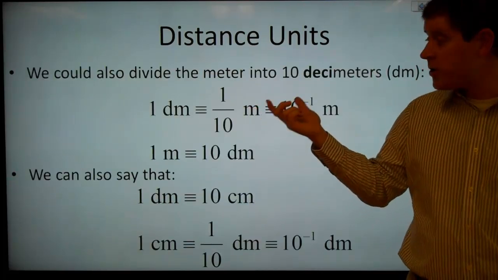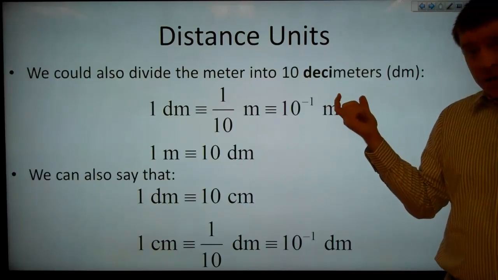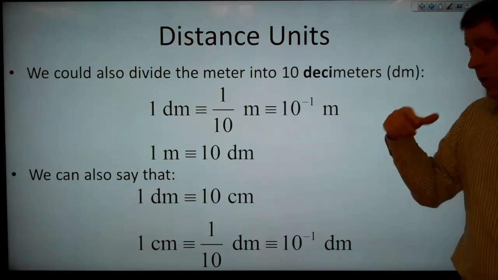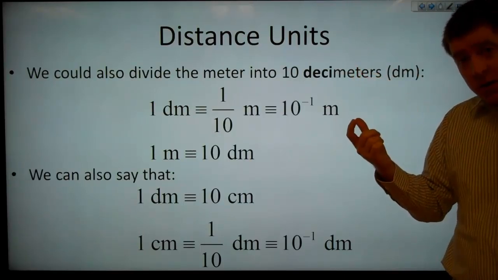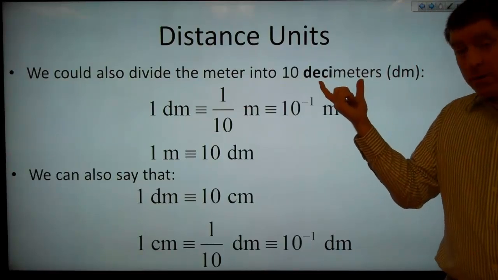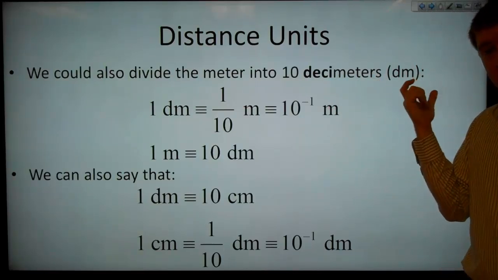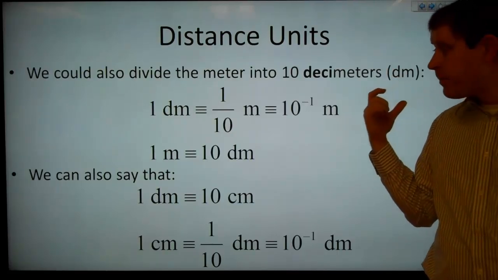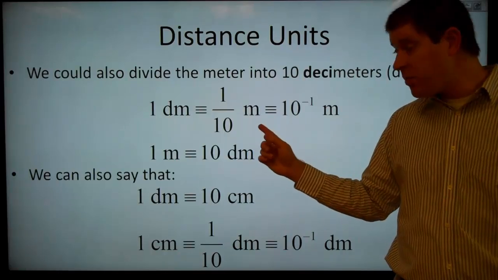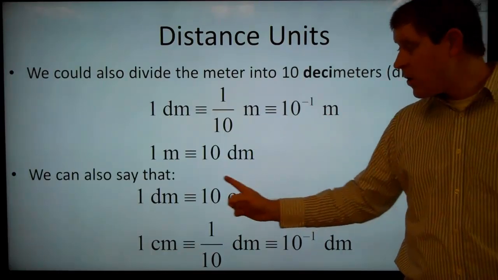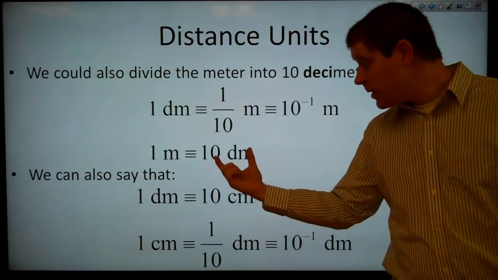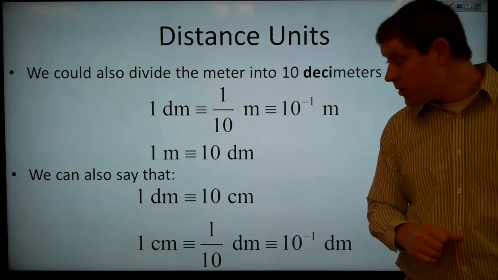We could also divide our meter into 10 decimeters. So deci here means 1/10, where milli meant 1,000th. Note that it doesn't mean 1/1,000,000th. And we abbreviate the decimeter as dm, both lowercase, d and m. So 1 decimeter is defined to be 1/10 of a meter, which is 10 to the minus 1 meters. Or we could say that 1 meter is defined to be equal to 10 decimeters.